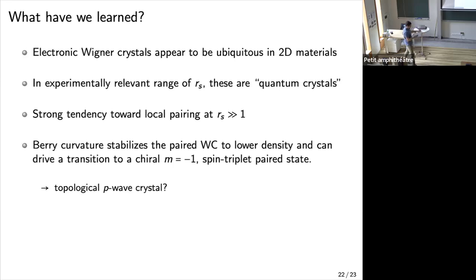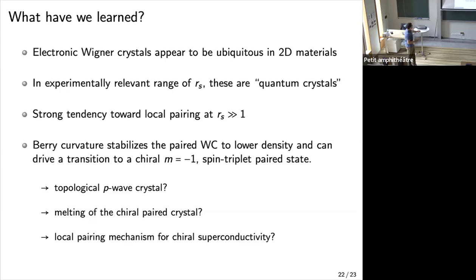Good. So there are a number of questions that I think naturally arise. First of all, there's this question about making larger clusters of electrons that Marvin asked. Another question is, these pairs are some kind of p plus ip type state, and so is there some analog of a topological p-wave crystal that one could try to imagine? Other natural questions are what happens if you melt this kind of chiral paired crystal? What are the instabilities of that state? And finally, can this offer some kind of rationalization or local pairing mechanism for chiral superconductivity purely from repulsive electron-electron interactions?